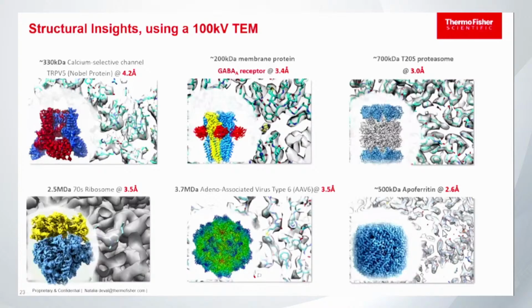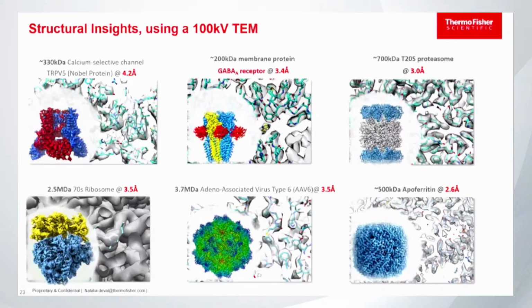3.4 angstroms, so not bad. The proteasome is at 3 angstroms. You can see the ribosome here at 3.5, the AAP6 at 3.5 as well, and the apoferritin at 2.6. So again, depending on what kind of question, biologically speaking, you want to answer, these resolutions are probably more than enough, okay? Other people are like, yeah, well, I want to do some kind of structure-based drug design.